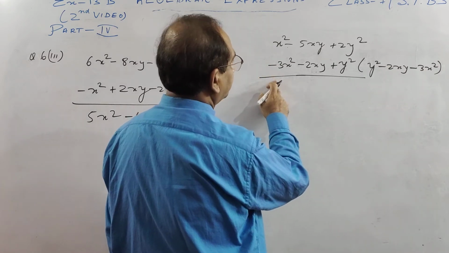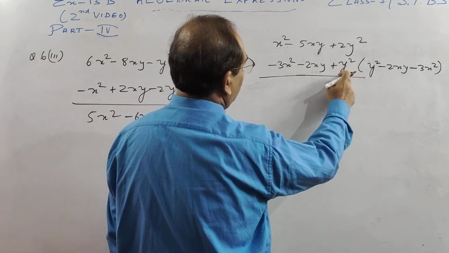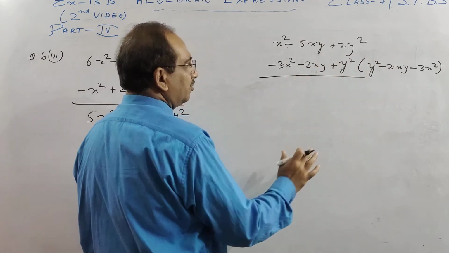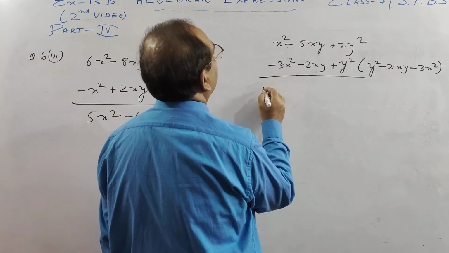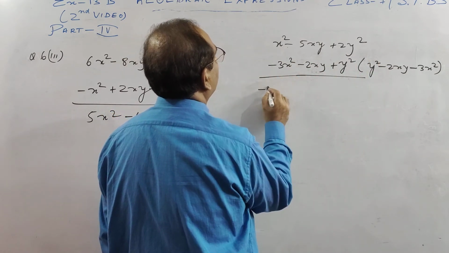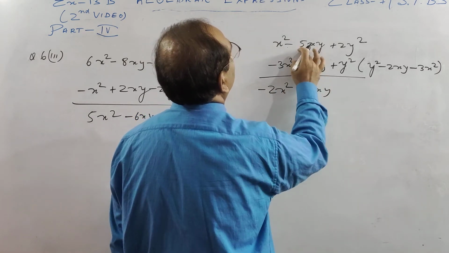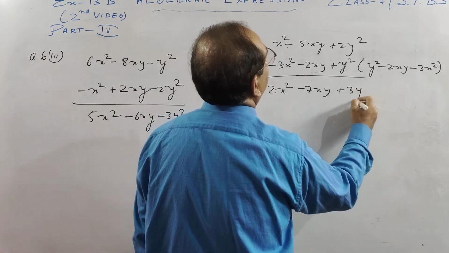So y square I have written over here, minus 2xy below. I have rearranged this, that's why I have shown you that. So now let us add. This will be minus 3 plus 1 minus 2x square minus 7xy minus 2 minus y plus 3y square.